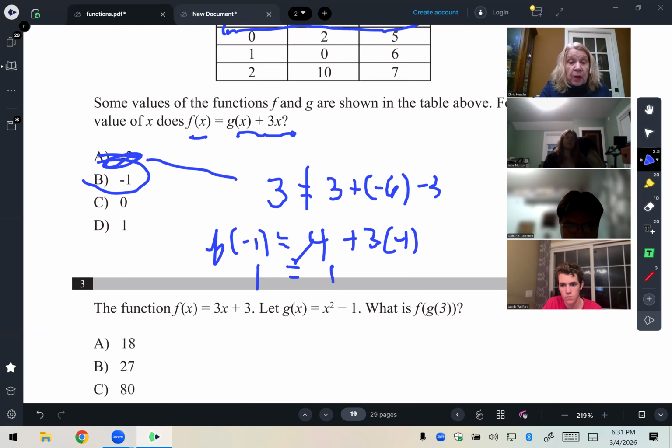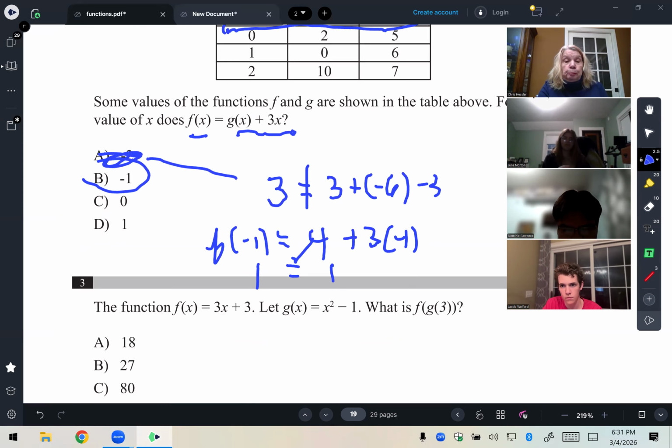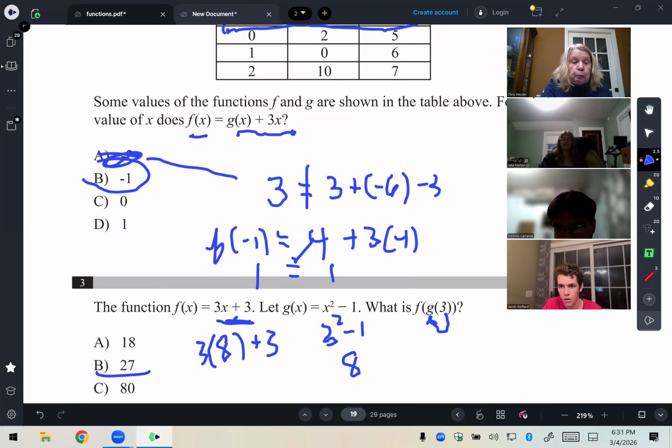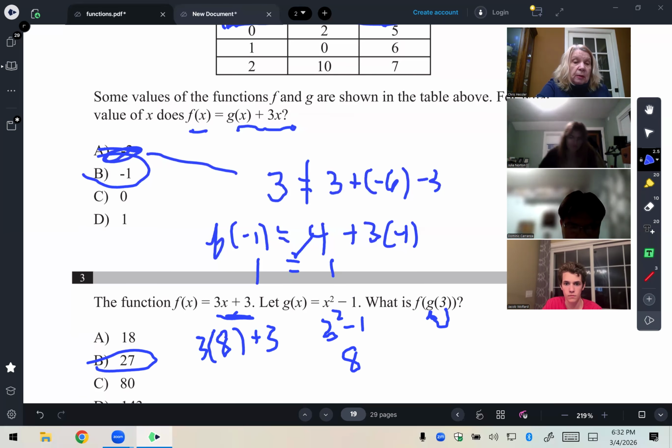Okay, we'll try another one down here, and then we'll try a couple book problems. So try to beat me to the answer to this one. So we have f of x equals 3x plus 3. We're going to put 3 into the g function, see what we get out. That's going to be 8. Then we put 8 into the f function, and 3 times 8 plus 3 will get us 27. That makes sense? Nodding heads. Good. Okay, we'll try this bottom one, and then we'll try some book problems. Oh, no, we won't. We're going to go right to some book problems.